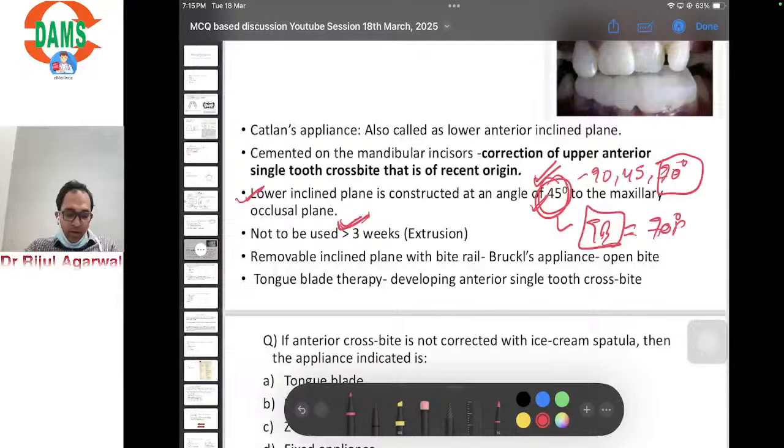Okay, another thing, that a removable inclined plane with bite rail is known as Bruckel's appliance, used for the correction of open bite. And tongue blade therapy is used for correcting anterior single tooth crossbite.